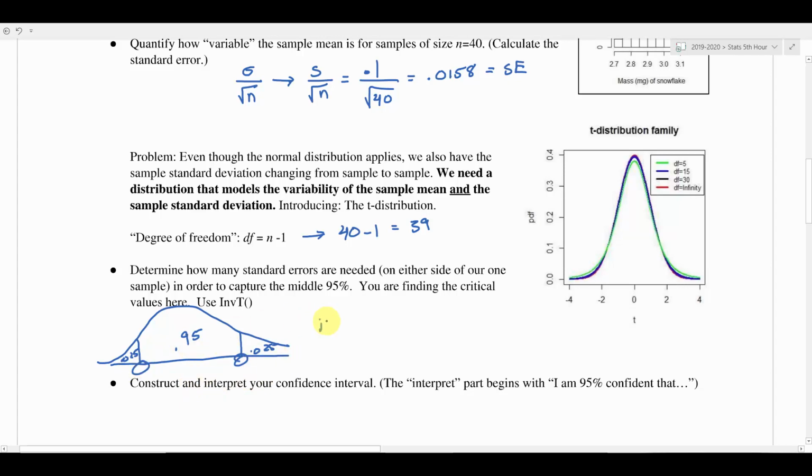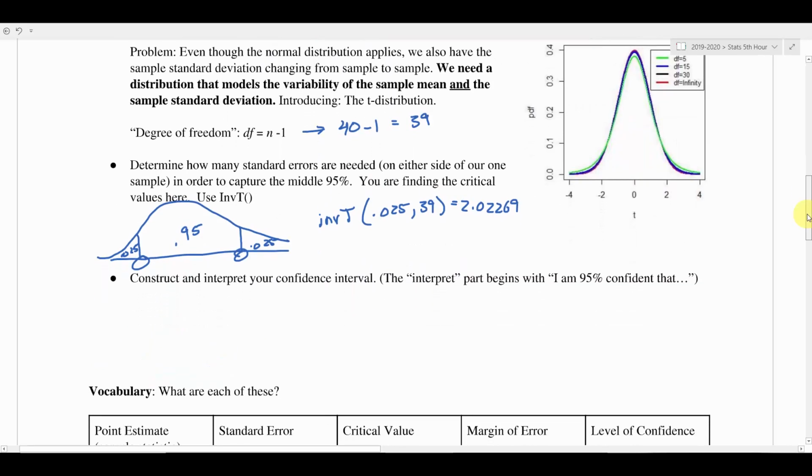To find those, we need to run an inverse t, not an inverse norm, since we're using the t-distribution. We tell it the area in one of the tails, which is 0.025, and then the degrees of freedom, which is 39. If you put that in the calculator correctly, you should get 2.02269. I don't know why I carried so many decimal places there. You could probably go to 3, maybe 4 decimal places, and be fine for most of the MyOpenMath problems. But do be careful with the intermediate rounding. If you're getting something wrong, check that intermediate rounding, try the problem again, and see if that's the issue. Okay, so we got our critical values.